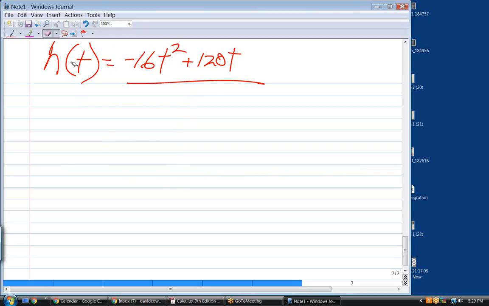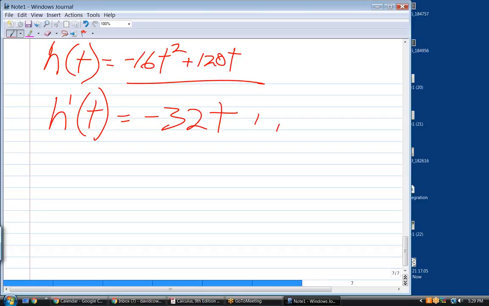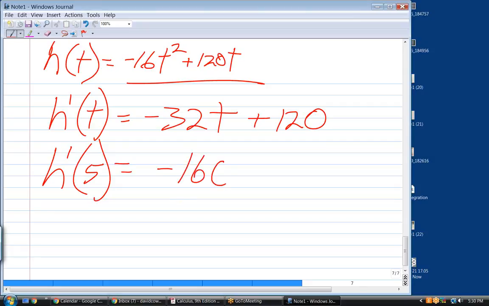But this is a position function. That's the height at any point in time. Okay, right. And you get velocity from taking the first derivative of position. Oh, okay. So this is actually a fairly easy Calc AB problem. Now, if you want to know its velocity after 5 seconds, you want to take h prime of 5, which is minus 160 plus 120, minus 40.